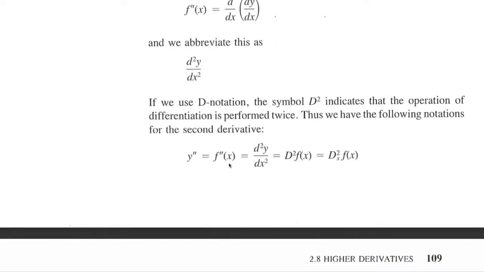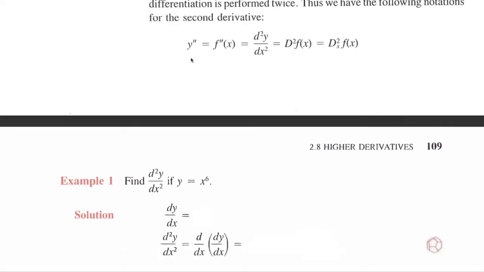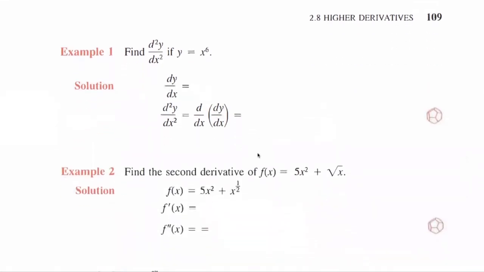So we have the following notations here. We have y double prime. We could say f double prime of x. We could say d squared y over dx squared. Or we can say capital D squared of f of x, or D squared with a subscript x, because it's with respect to x, of f of x. So we have all these notations, like Lagrange's notation and Leibniz notation. And so anyways, let's take a look at example 1.